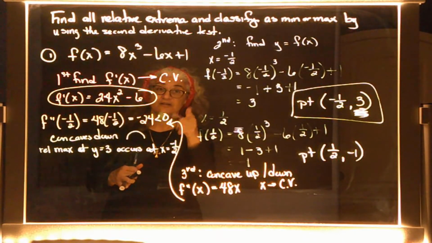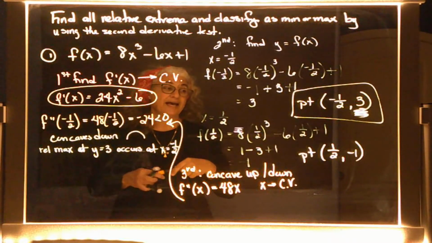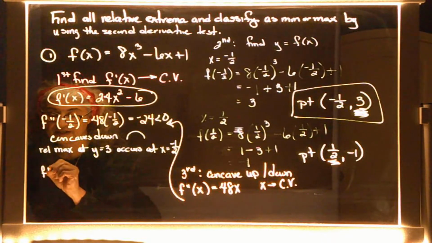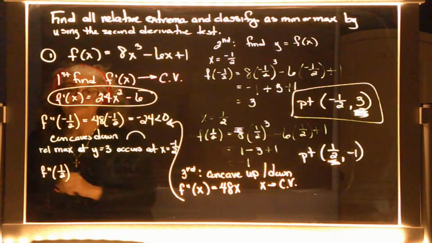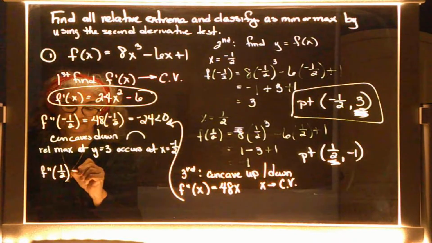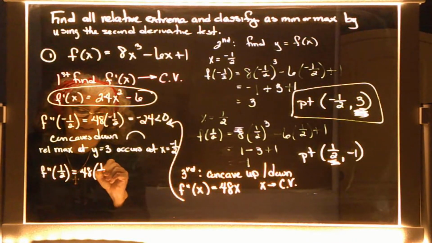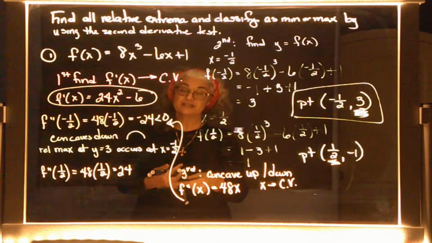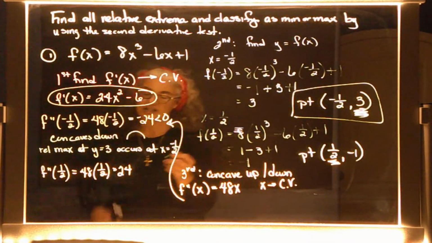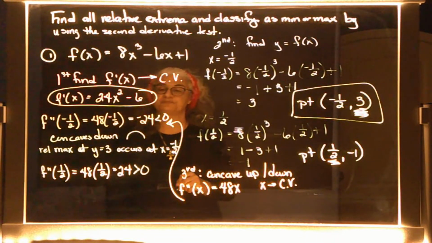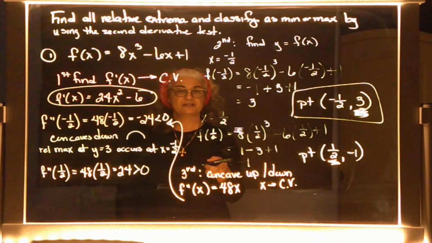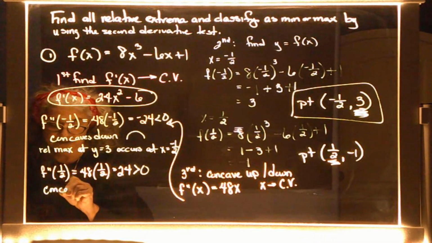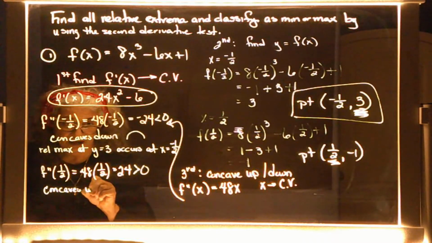Good? Okay. But we had a second critical value. So now I've got to find the second derivative at the +1/2. So we have 48 times the 1/2, which is a +24, yes? And a +24 is greater than 0. So since it's greater than 0, which way does it concave? This one, because it's positive, right, concaves up.